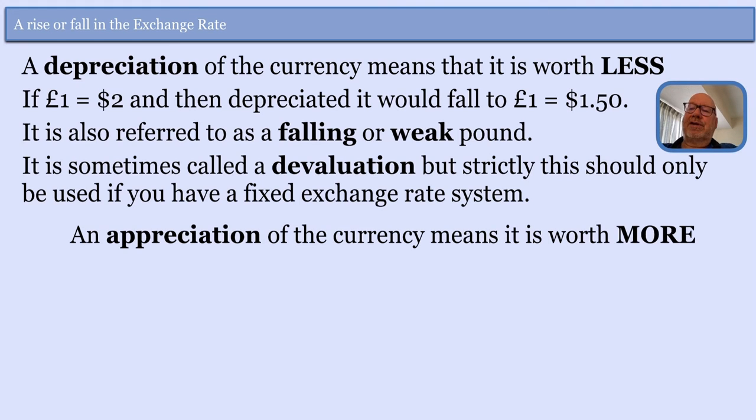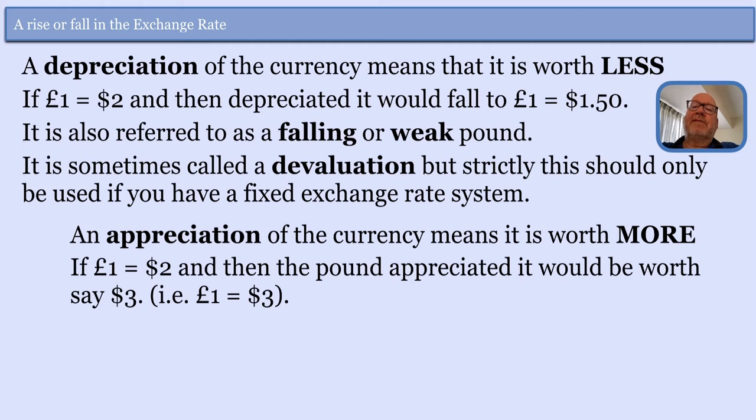An appreciation of your currency means it's worth more. In other words, if £1 was worth $2, and then it appreciates, it's now going to be worth $3. So for every one of my pounds, I can now buy $3. If you're in the States, $1 is now worth a third of a pound, 33p. So when the pound appreciates, the dollar weakens, and so they work opposite to each other. As I say, you've got to be able to work these things out.